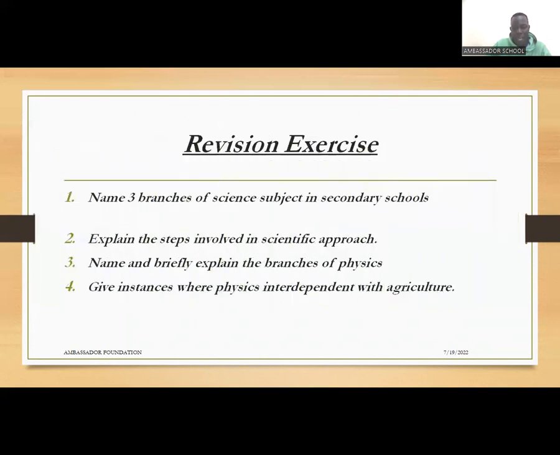Let me give you some exercise here before we end the lesson. Name 3 branches of science subject in the secondary schools. You know it. Explain the steps involved in scientific approach. Let me challenge you. Please put this answer in the comment section. Explain the steps involved in a scientific approach. Kindly list them, the steps we follow.